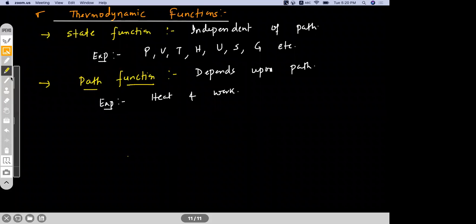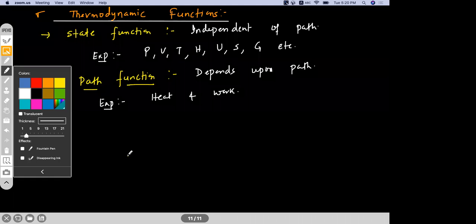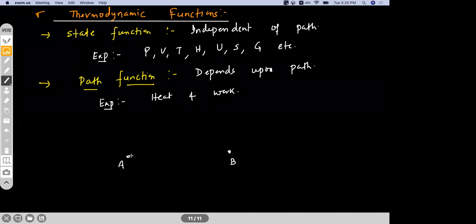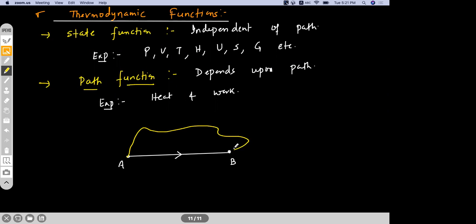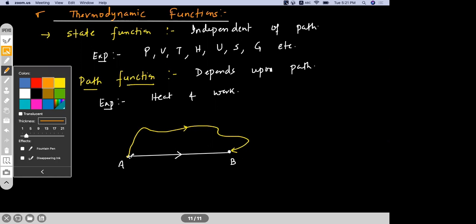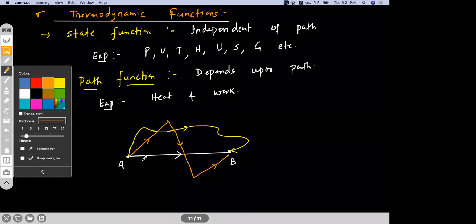Suppose you are at position A, and if you want to go to position B, there are an infinite number of paths possible. You can go directly from A to B. Another possibility is you can roam around and then come to point B. Another is to go to some other point, then this, and then this. If you want to go from Bangalore to Chennai, you can go directly, or you can also go to Hyderabad and then Chennai. It depends upon your wish.